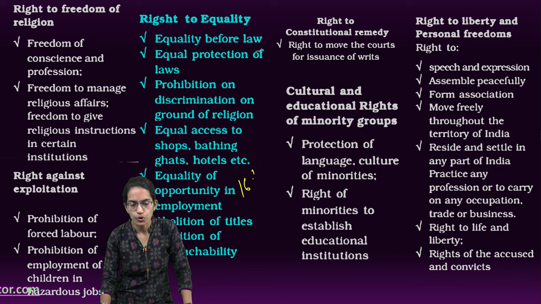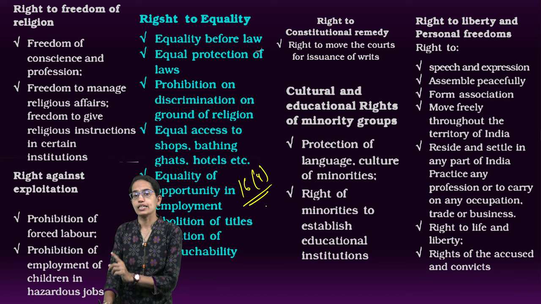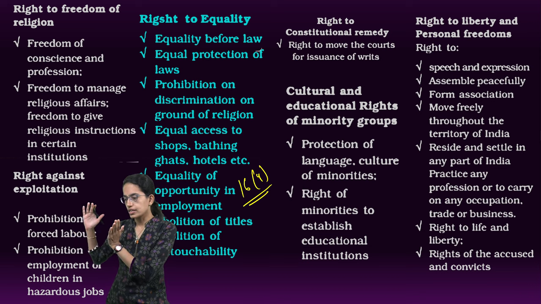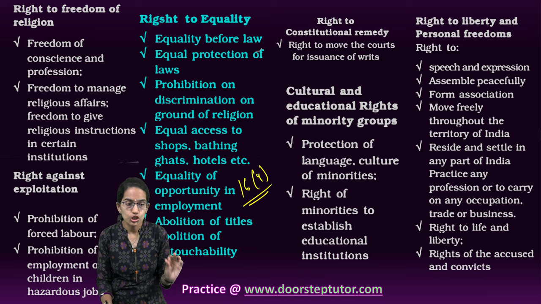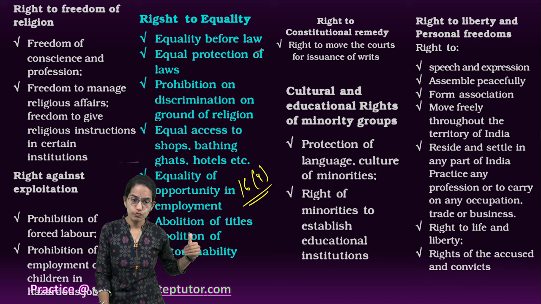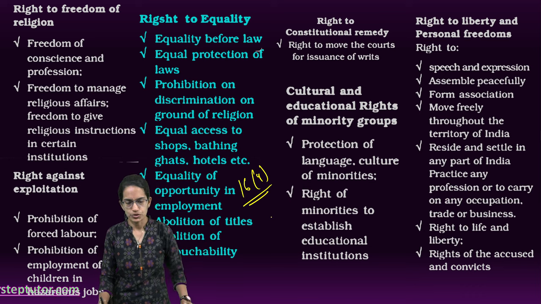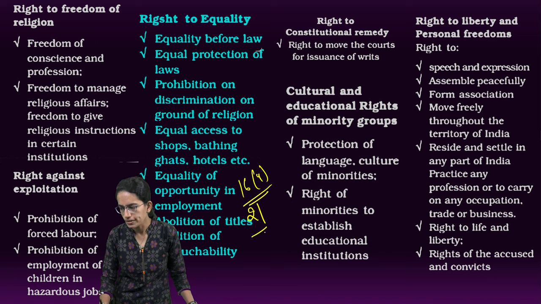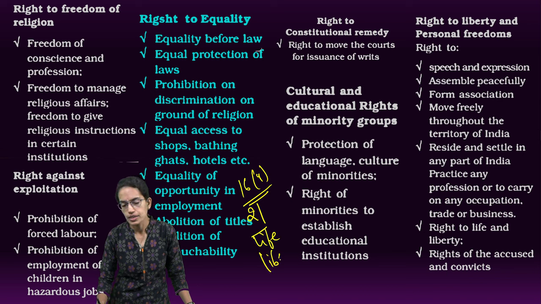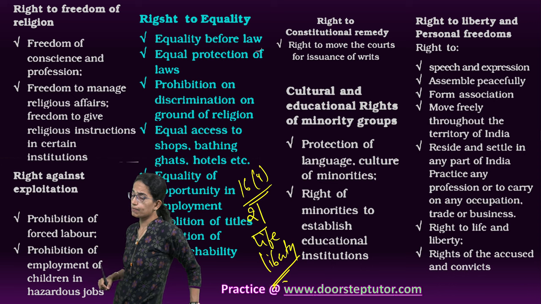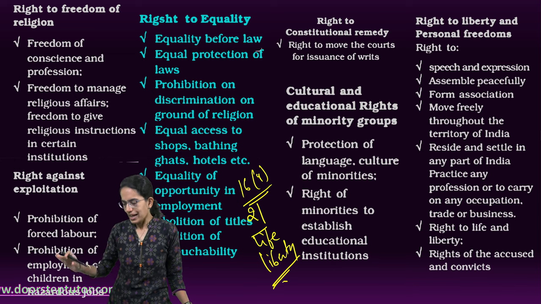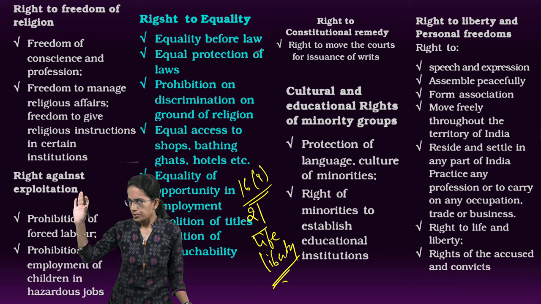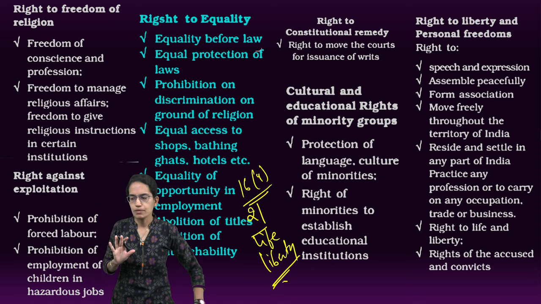Article 16.4 talks about how nothing in the state shall prohibit the reservation for appointments to backward classes. That means you are making sure that even the weaker sections of the society are given equal opportunity. And under Article 21, there is the protection for life and liberty. That means no one shall be deprived of life and personal liberty except according to the procedures established under law. So that's the basic idea that we need to understand.